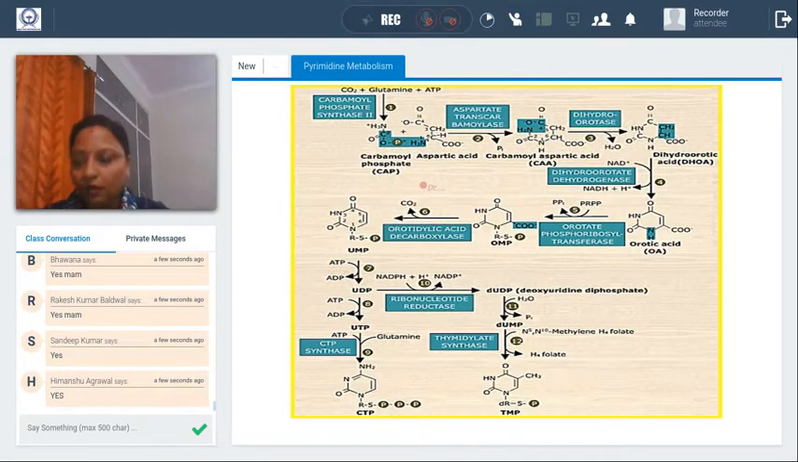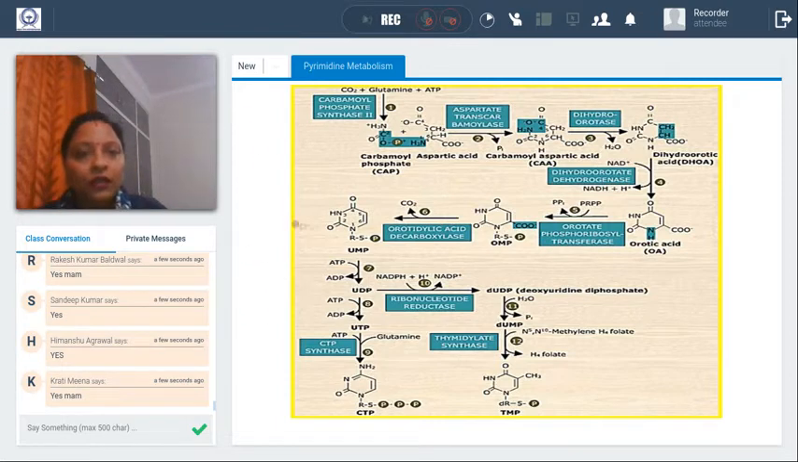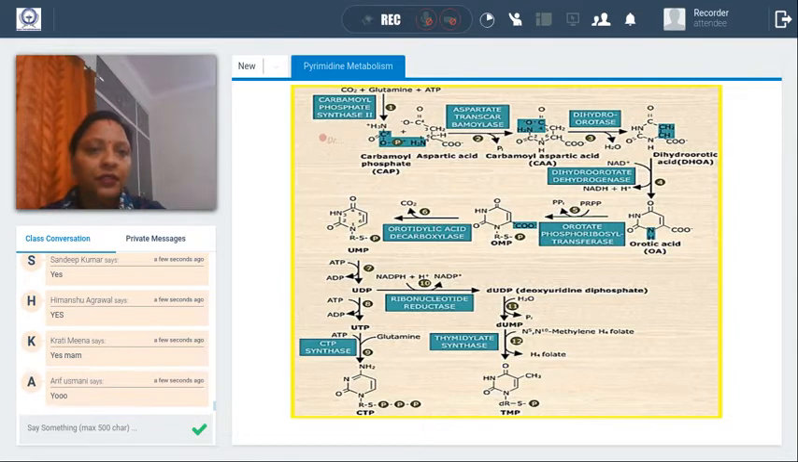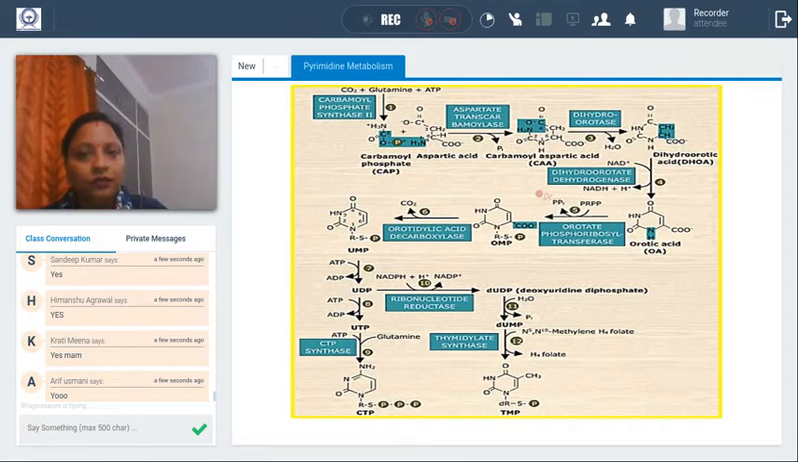Okay. Now we proceed further. CAP. Here, CO2 plus glutamine in the presence of ATP, in the presence of the enzyme carbamyl phosphate synthetase 2, we get carbamyl phosphate, CAP. Then aspartic acid combines with this CAP, and in the presence of this enzyme, again very important, a regulatory enzyme, aspartate transcarbamylase, we get carbamyl aspartic acid, that is called CAA, or we can say carbamyl aspartate.